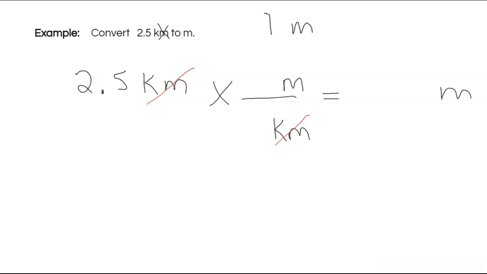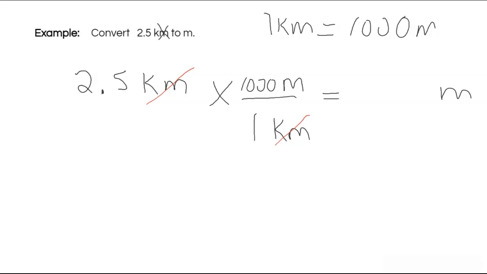nope, it does not. Let me redo that. I know that 1 kilometer is equal to 1,000 meters. So that's what I need to put in. So the 1 kilometer is equal to 1,000 meters, right? And so now all I need to do is simply go through the motion of multiplying across.